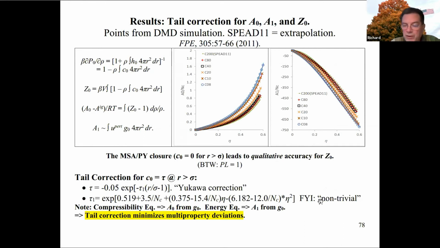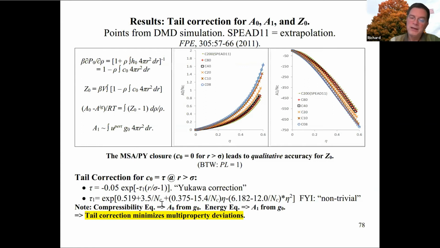Ramana worked for about a year trying to figure out this correlation. He would get frustrated, give up on it for a while, and he'd send me an email and I'd write him back and say, try again. And a month later, I'd get another email and eventually he figured something out that would work. So this is not an easy thing to come up with, to make your energy equation and your compressibility equation be self-consistent.